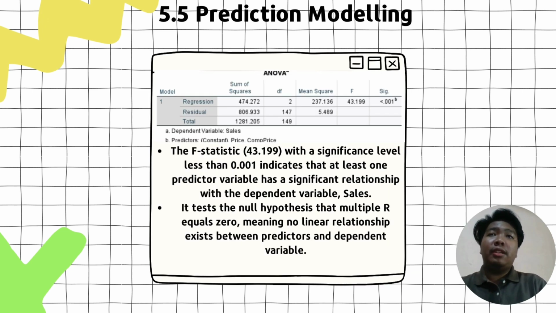So next we got the ANOVA table. The F statistic, 43.199, with a significance level less than 0.001, indicates that at least one predictor variable has a significant relationship with the dependent variable, which means sales. It tests the null hypothesis that multiple R equals 0, meaning no linear relationship exists between predictors and the dependent variable.